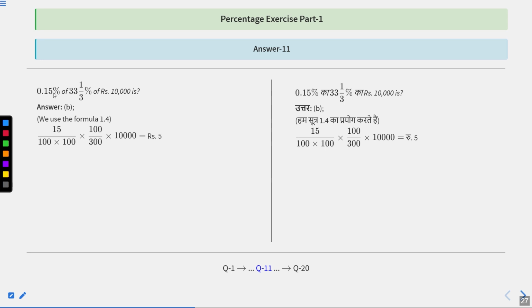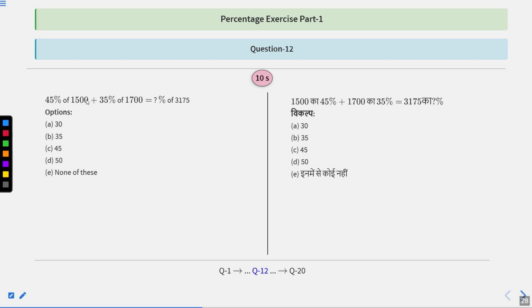The question says 0.15%. So we write both percentage values in fraction form. We can write 15 upon 100 into 100, and 33 and 1 by 3% as 100 upon 300 of 10,000. So we multiply by 10,000 and we get the answer rupee 5. So B is the correct answer. Okay. Move to the next one. 45% of 1500 minus 35% of 1700 is equal to what percent of 3175? Now you have 5 options and 10 seconds to solve this question. Your time starts now.